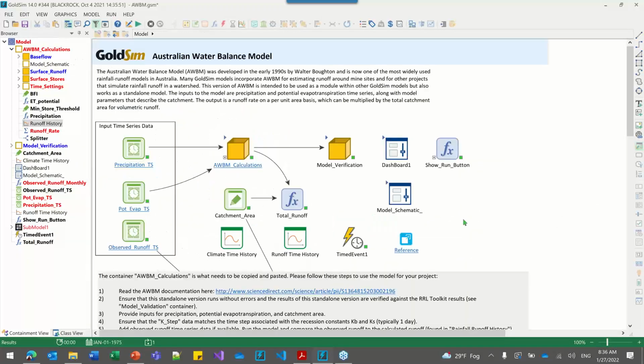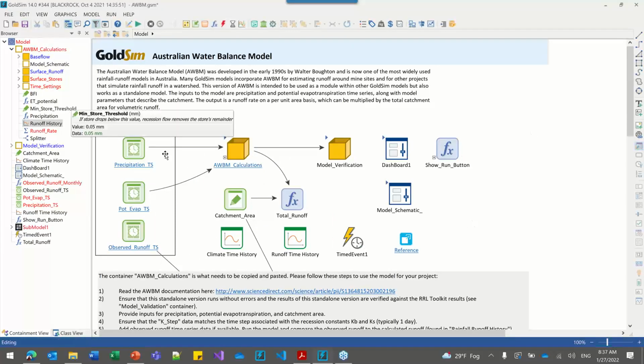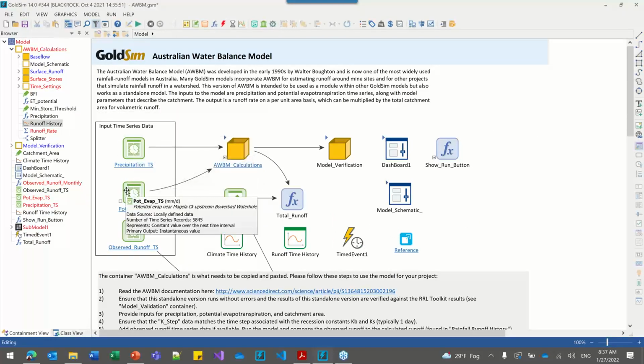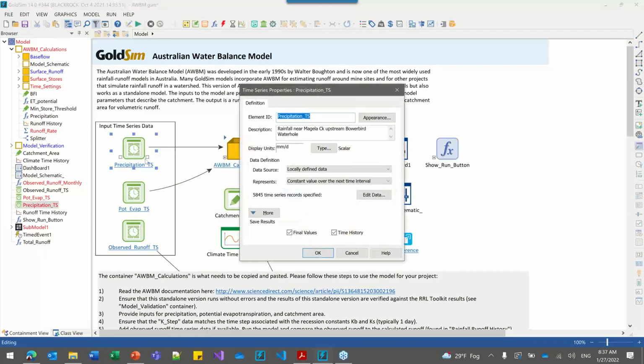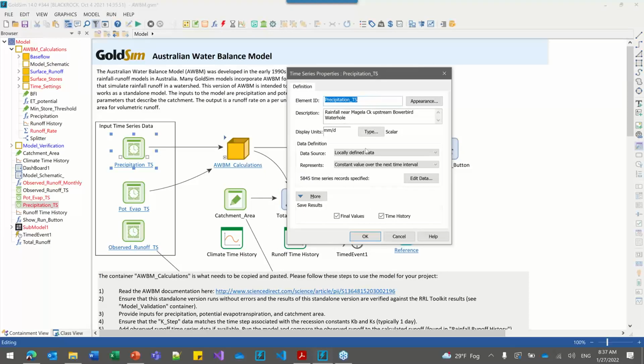Going up to the top. So this is what the top level of the model looks like. Going back into edit mode, you can see here the precip and evaporation time series elements. And let me open those up because it's really important that you see how they are defined. So the precipitation data, in this case, is just locally defined, meaning we just copied and pasted it into this table, but you can load it from Excel or bring it from other places.